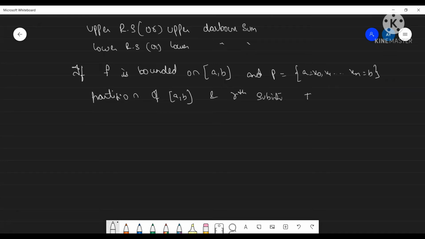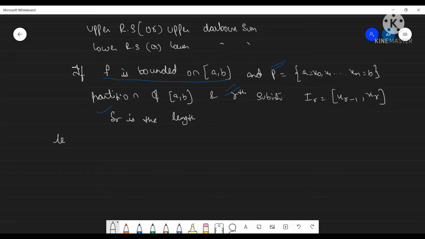How will we define that one? IR is equal to the interval from XR minus 1 comma XR. And then the length: delta R is the length of it. And the length of A comma B is B minus A. So what are the things that we took? First, F should be bounded on AB. Then we took the partition, then the subinterval, and then the length. Four things: F is bounded, the partition, the subinterval, and the length of the interval A comma B.